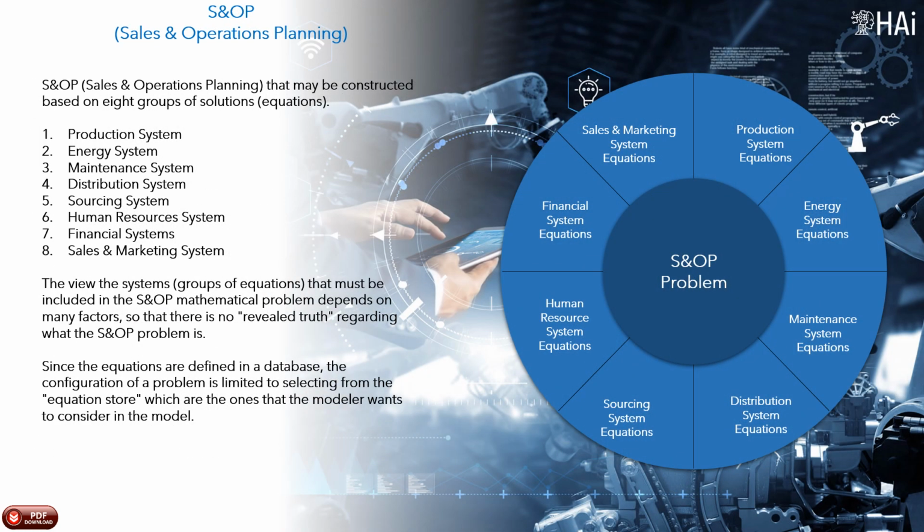S&OP may be constructed based on 8 groups of solutions or systems: production, energy, maintenance, distribution, sourcing, human resources, financial, and sales and marketing. HI views the systems as groups of equations that must be included in the S&OP mathematical problem. It depends on many factors, so that there is no revealed truth regarding what the S&OP problem is. Since the equations are defined in a database, the configuration of a problem is limited to selecting from the equation store the ones that the modeler wants to consider in the model.